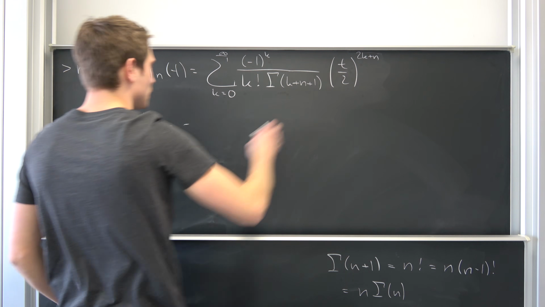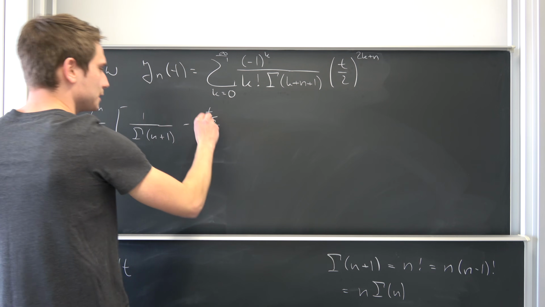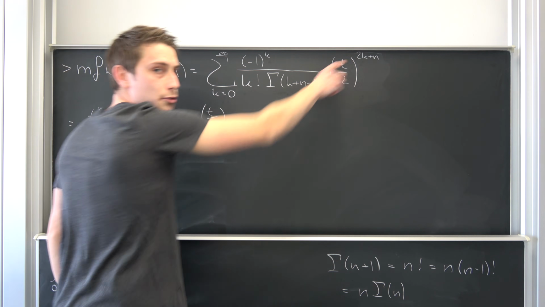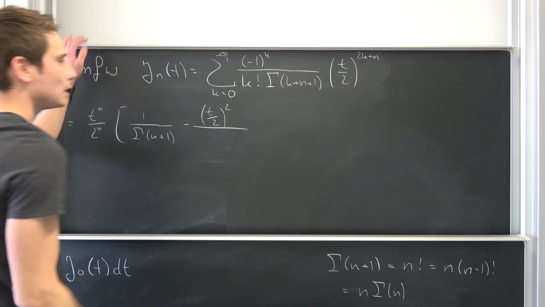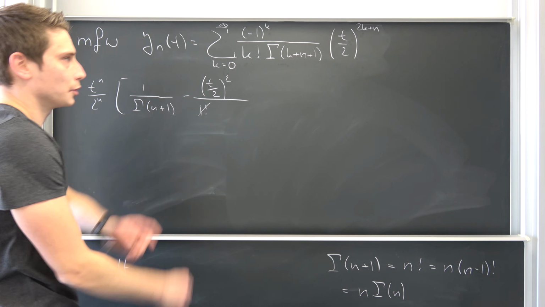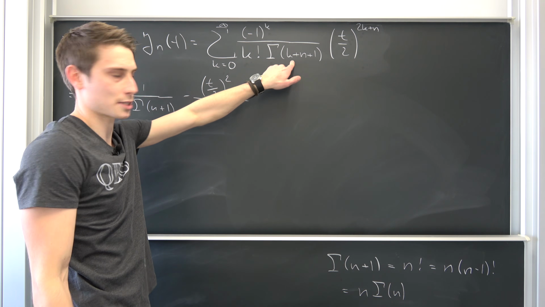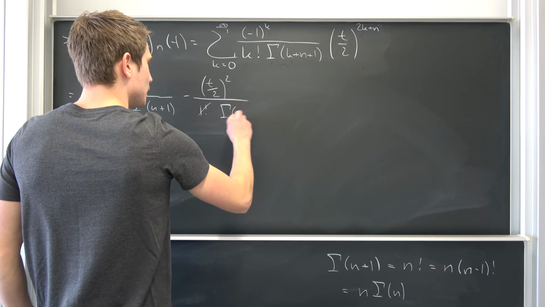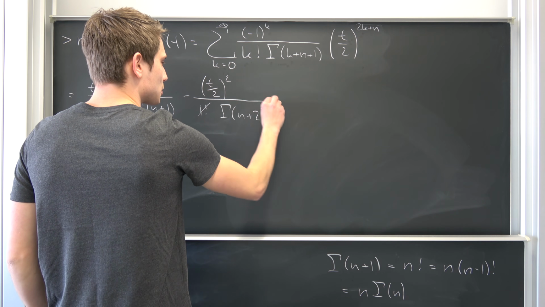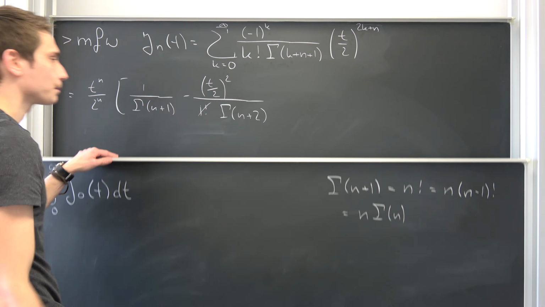Up here we are going to have t over 2 to the 2nd power. Over 1 factorial, which is just 1, so let's get rid of that. And this is gamma of n plus 2 in the end. I'm just going to write it out, and we are going to see how we can turn this around a little bit using this definition right here.